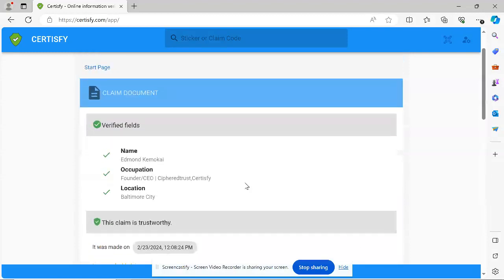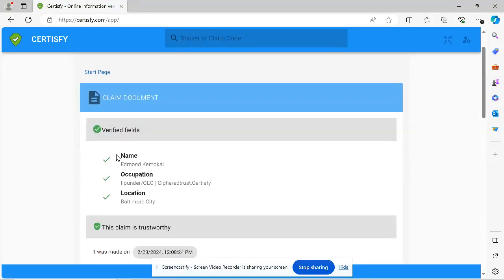That's it. This is cryptographic proof of information authenticity, and the cryptography is happening in the browser. So the information is also stored in the browser.